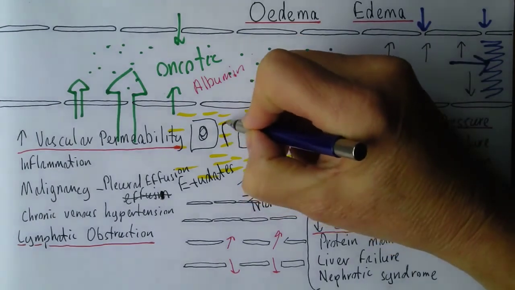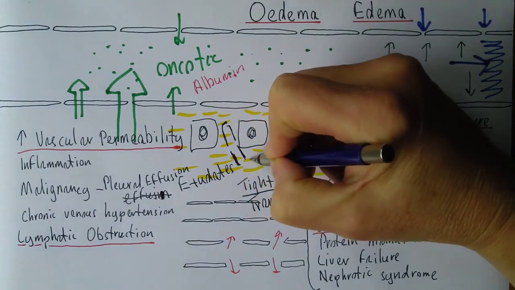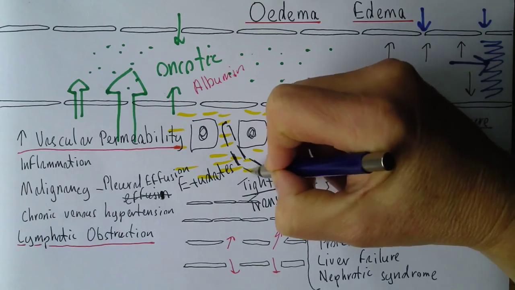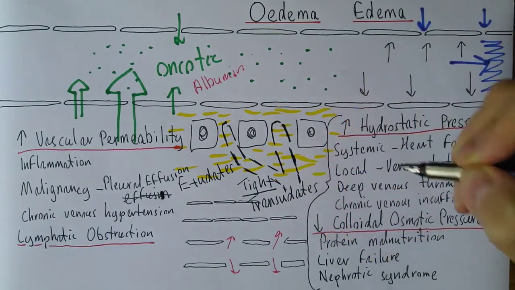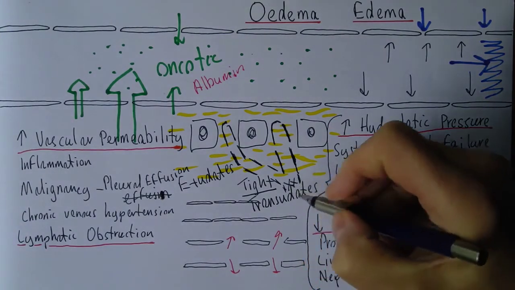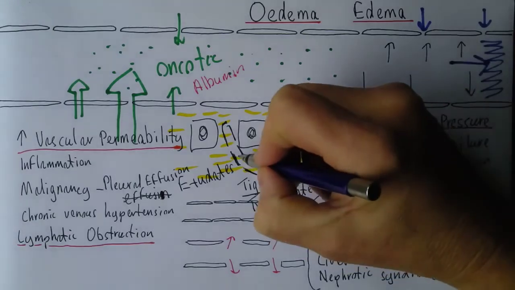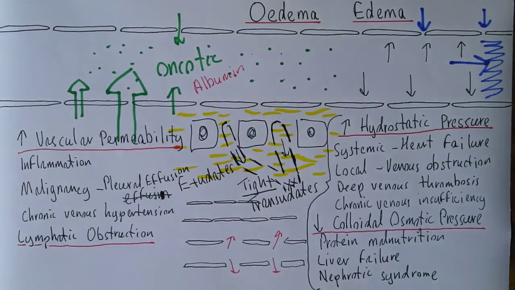So we have these blind-ended lymphatic capillaries, and they'll join up to form larger lymphatic vessels, draining the lymphatic fluid away. Now, if these are blocked downstream, then again the fluid can't get away. So you're going to get more fluid left in the tissue spaces.